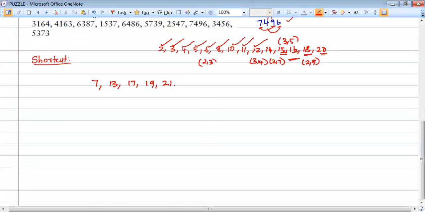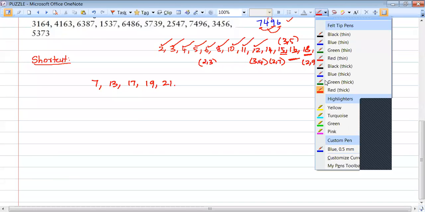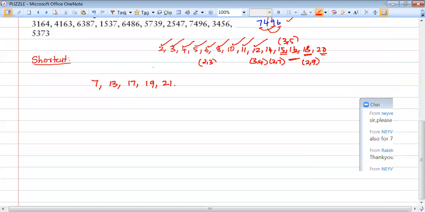So the divisibility rule. You know it for 7. Very good. Now I will teach this within 5 minutes. We will see more explanation next week. Let me tell you, remember these numbers: 7, 13, 17, 19, 21. Divisibility rule. This is for prime numbers.